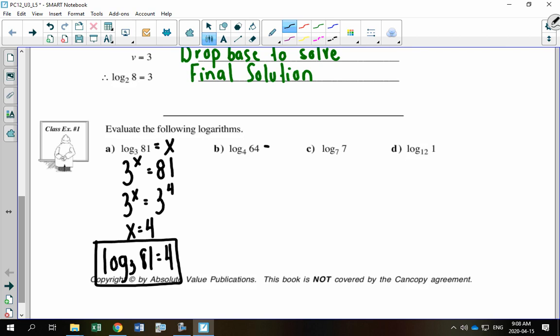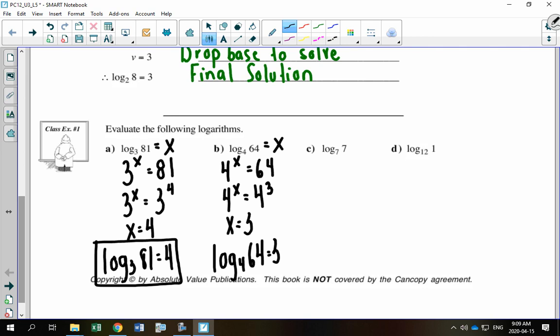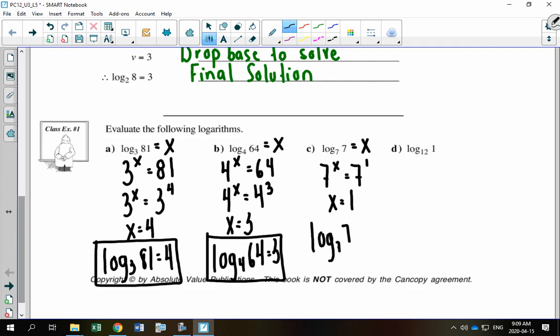Okay, b, same thing. Make it equal to x. Exponential form is 4 to the power of x is 64. Then we're working in base 4. So 4 to the power of x is equal to 4 to the power of 3, which means x is equal to 3. So finally, log base 4 of 64 is 3. For c, equal to x. In exponential form, 7 to the power of x is equal to 7 with an exponent of 1, which means that x is equal to 1. So therefore, log base 7 of 7 is 1.